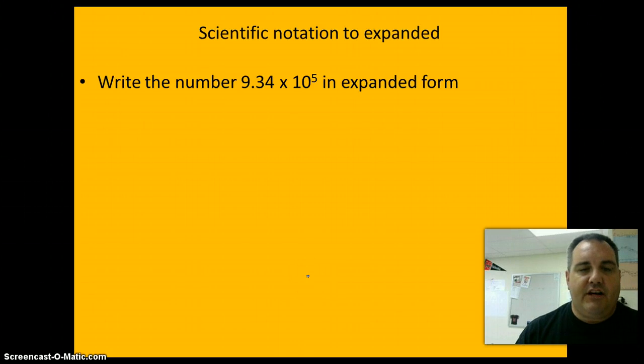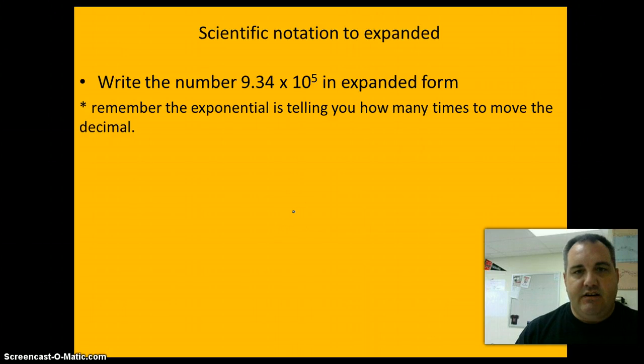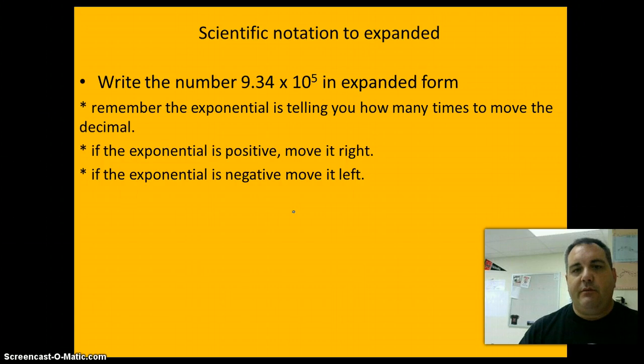Alright, so now we go the other direction. Now we're given scientific notation, and we want to write it in expanded form. So remember, anytime we have a positive exponent, that means the number is greater than 1. Therefore, this decimal needs to move to the right. Okay? So it's telling us that we need to move it 5 times. Again, if it's positive, we move to the right. If it is negative, we move it to the left. So in this case, we're going to move it to the right 5 times. So we go 1, 2, 3, 4, 5.